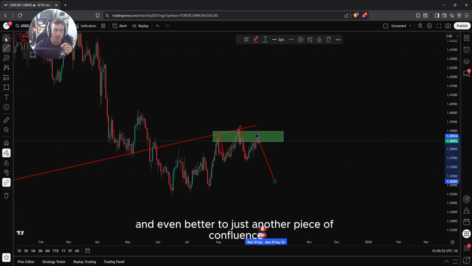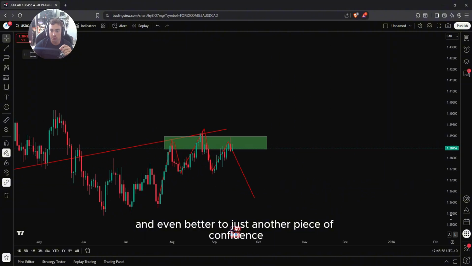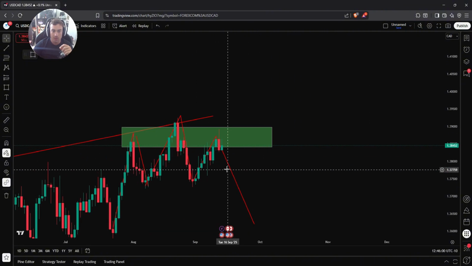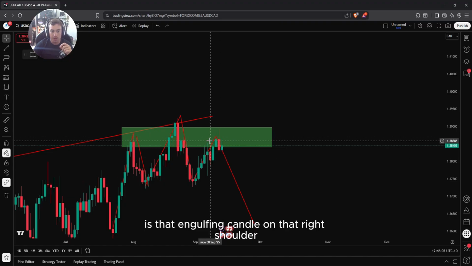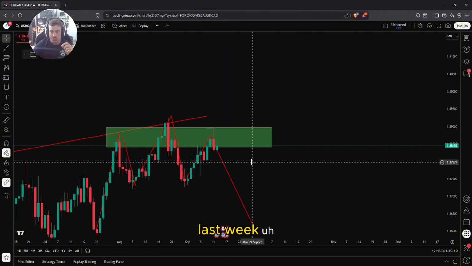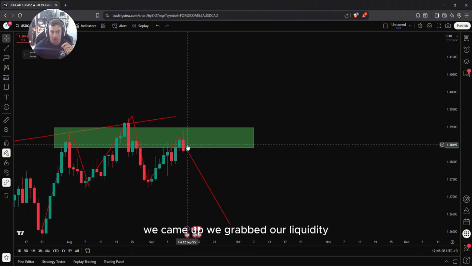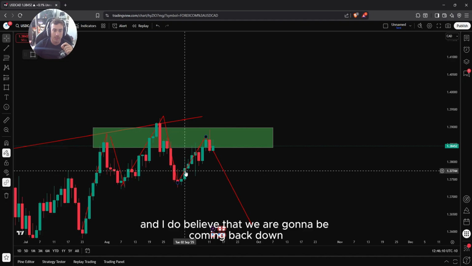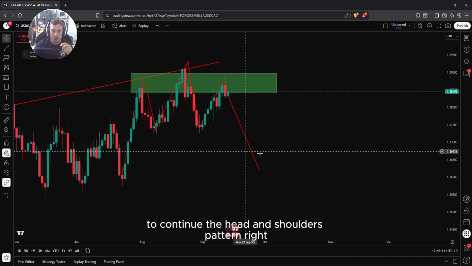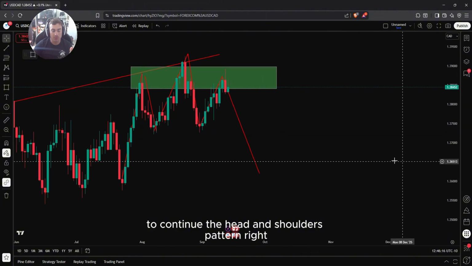So came up, was that left shoulder, head, forming that right shoulder. And even better too, just another piece of confluence is we form an engulfing candle, right? Is that engulfing candle on that right shoulder with an even high to the left shoulder. Last week, we came up, we grabbed our liquidity, and I do believe that we're going to be coming back down to continue the head and shoulders pattern, right?